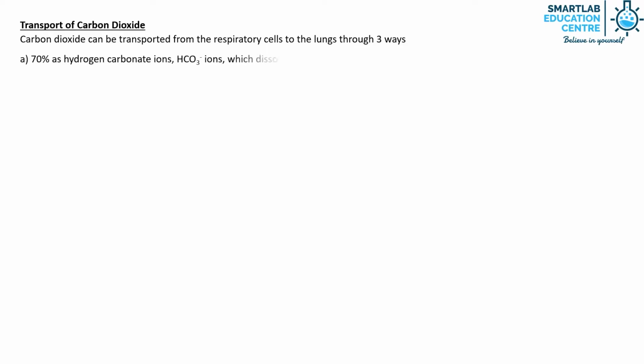Now, let's explore in detail how carbon dioxide is transported by the RBC. Carbon dioxide can be transported from the respiring cells to the lungs via three ways. Firstly, as hydrogen carbonate ions, which dissolve in the blood plasma. About 70% of carbon dioxide is transported as such.